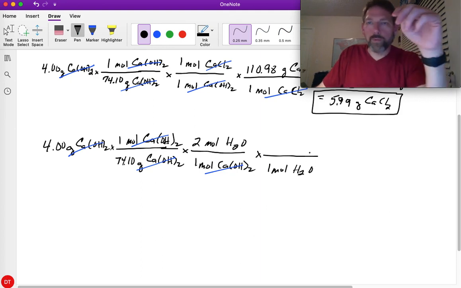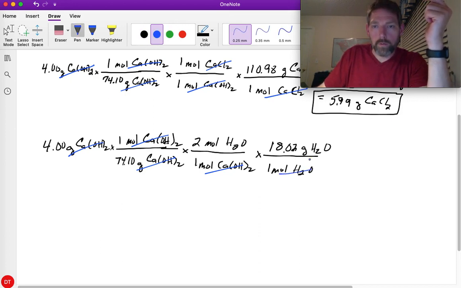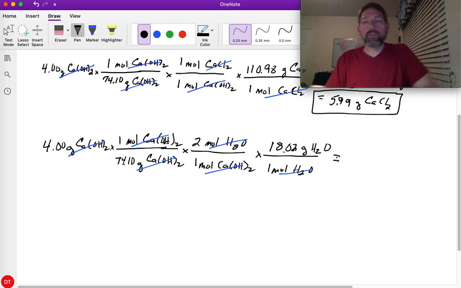All right, 1 mole of water. So oxygen 16, hydrogen 1.01. There's 2 of those, so that's 2.02 plus 16. Don't need a calculator for this one. So 18.02 grams of water. That's the molar mass. Let's go ahead and cancel all that out. Now it's just a matter of doing some math.